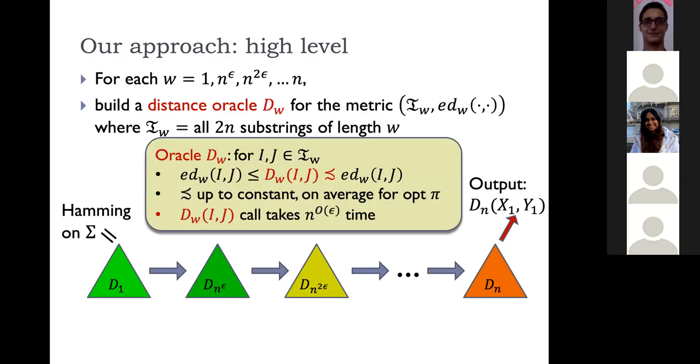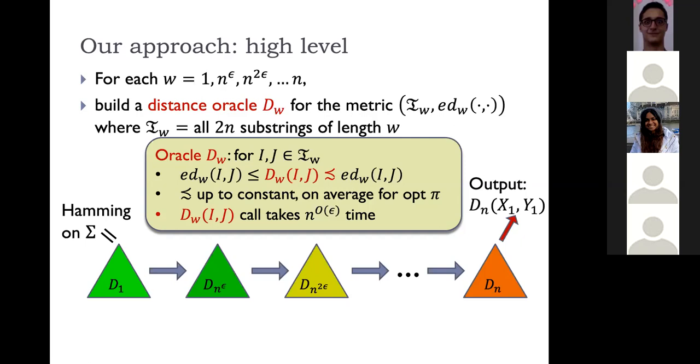So this is a slightly more formal guarantee that these distance oracles give. In particular, for any substrings i and j from this calligraphic I_W, which corresponds to all substrings of x and y together, we have this inequality. This is some kind of approximation, but with one caveat that you'll see. One, it is always lower bounded by the actual edit distance between i and j. So they can only overestimate the distance.